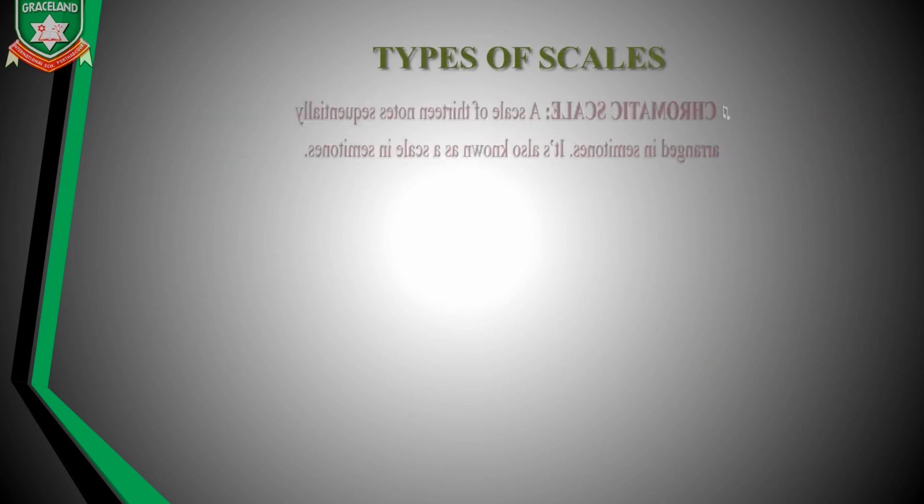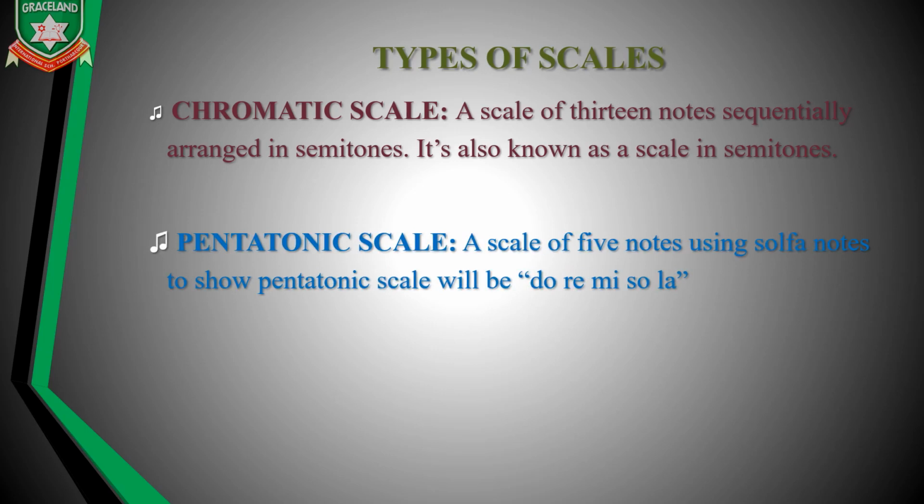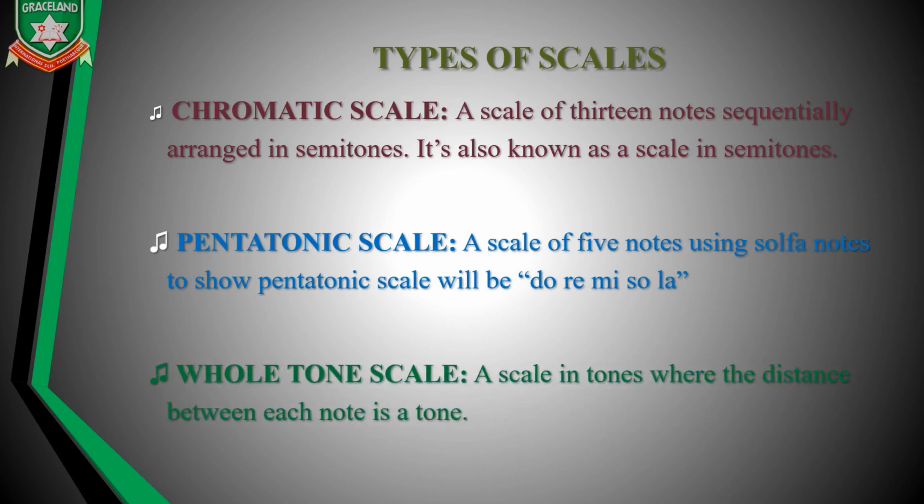Now, when we talk about types of scale, you're talking about scales in different forms. Scale is not just one thing. Scales can be chromatic scale, pentatonic scale, whole tone scale, jazz scale, and so many others. But for now, let's give a little explanation of this. Chromatic scale is a scale containing 13 notes, and the distance between each of the notes is just a semitone.